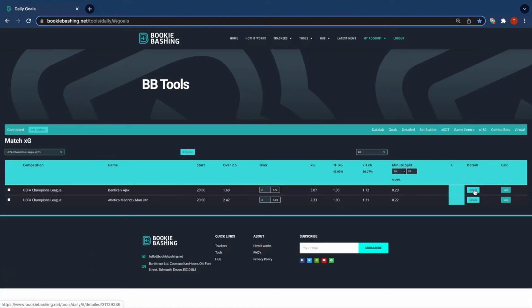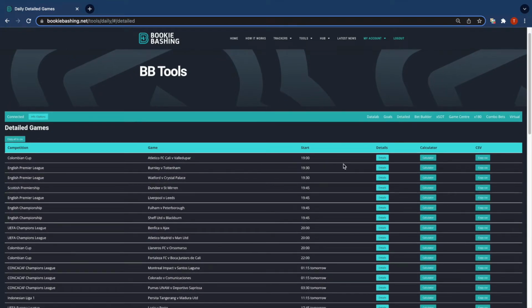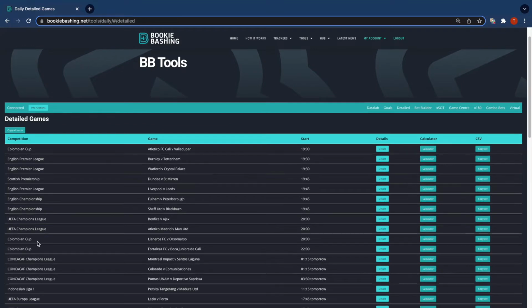So let's do that. I could use this little link here, but I could also just go to Tools, into Detailed Games, and I can see a list of all of the detailed games. The Bookie Bashing team put this list together every day. It's all the primary games and a lot of the secondary games. So not only do we have Champions League and Premier League, we've got Scottish Premiership, English Championship, and the Colombian Cup later on tonight as well.